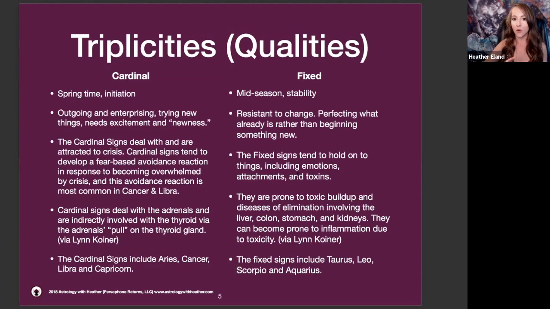And then we have the quadruplicities, or the triplicities, which are the qualities. And so we have cardinal, fixed, and mutable. These are divided up into 3 different categories. There will be 4 signs in each category, and they're all associated with different time frames within the seasons. So different points in each season, so each of the 4 seasons.